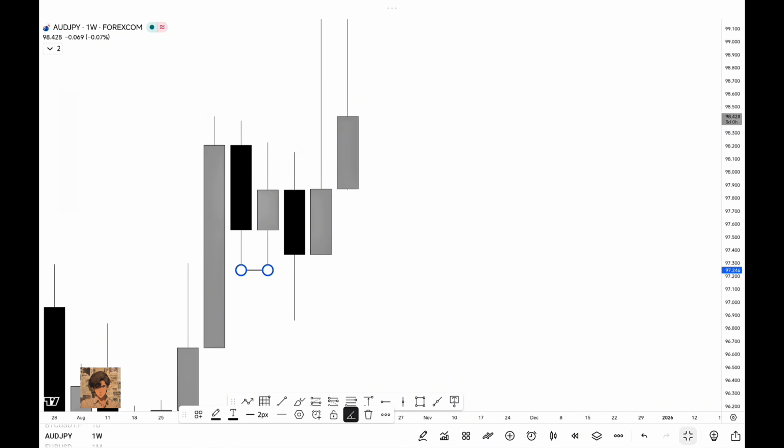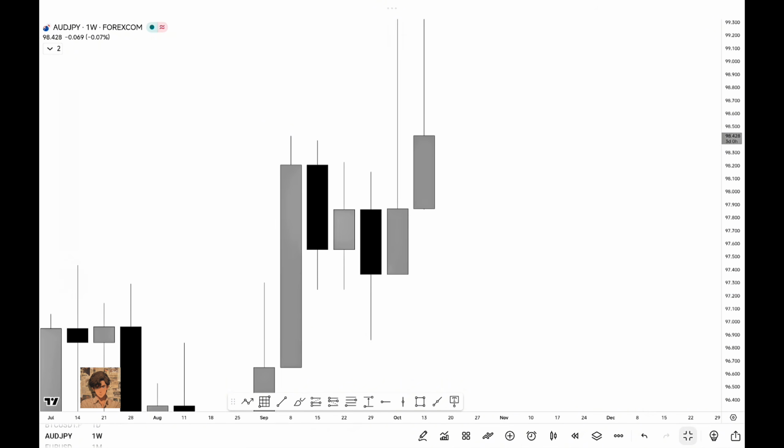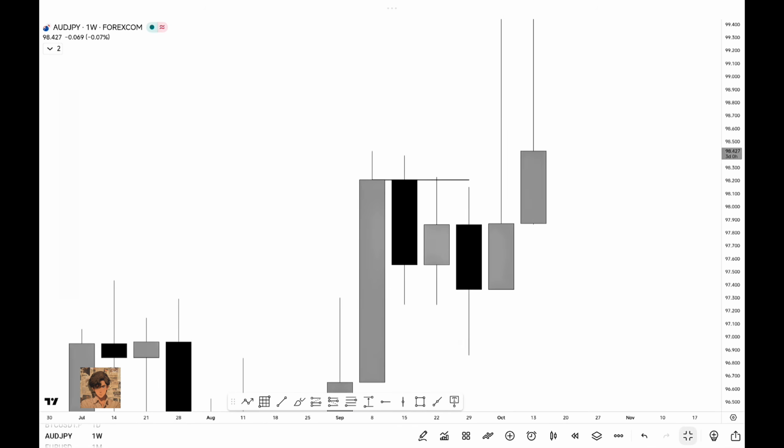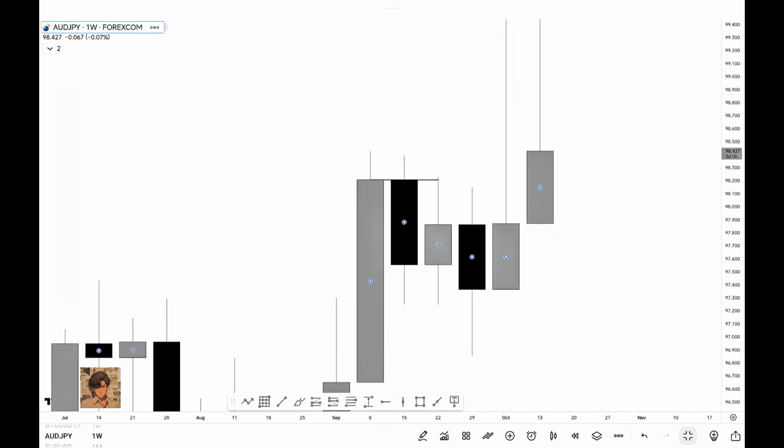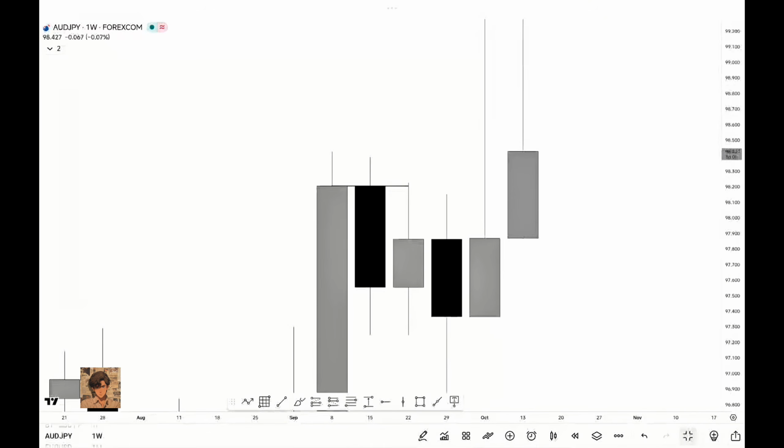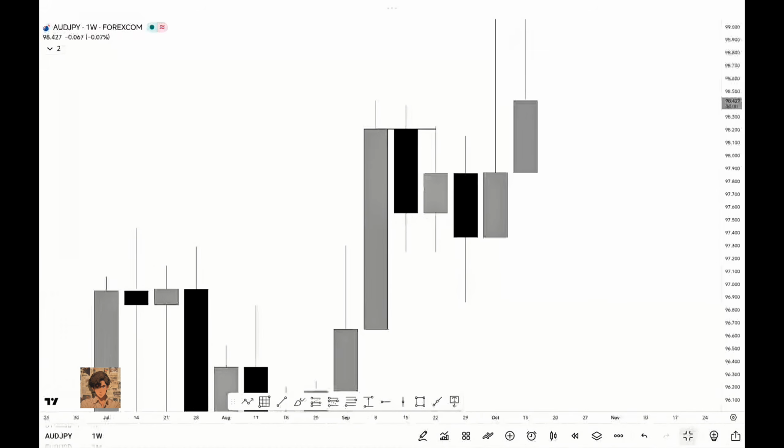So take a look at this on the weekly scale, right? We have this level here, a weekly rejecting weekly. That's a weekly rejecting weekly. So now this is a rejection on the weekly time frame. We have rejection, but mind you, the overall trend is still very, very much bullish.